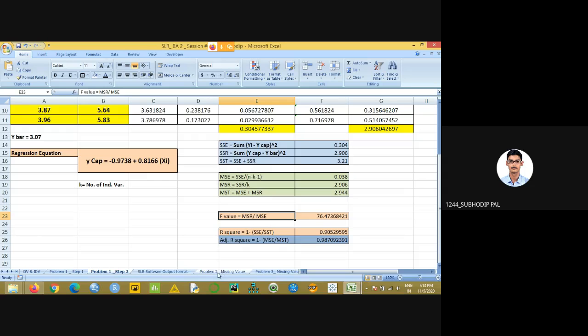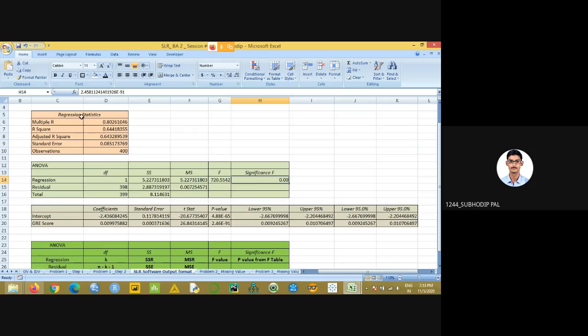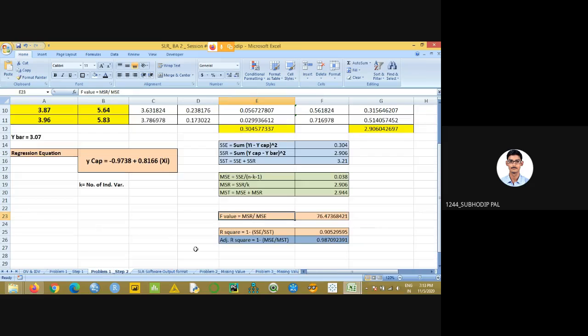Next, we want to find the regression statistics, like the multiple R square, adjusted R square, and standard error also. I forgot to talk about this one, so today I set the formula. This is how we calculate R square and adjusted R square. Last class we didn't talk about the significance of this. What is the interpretation of these particular values? Today we'll be talking about this.